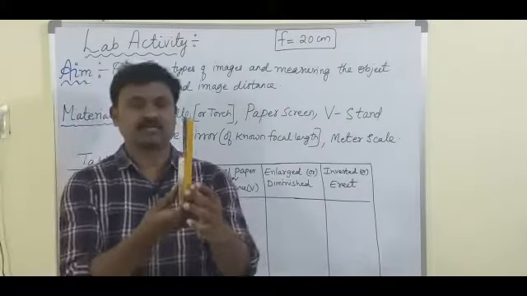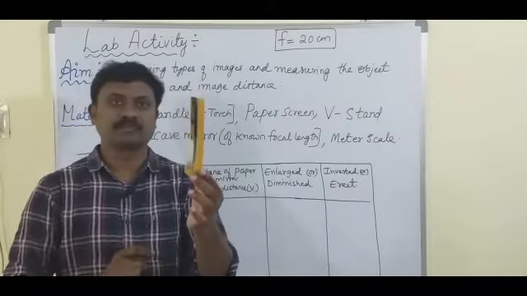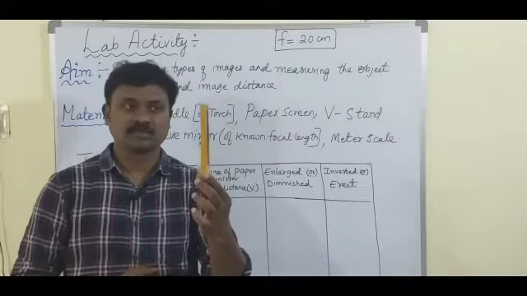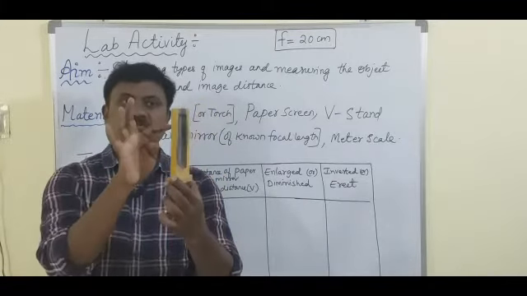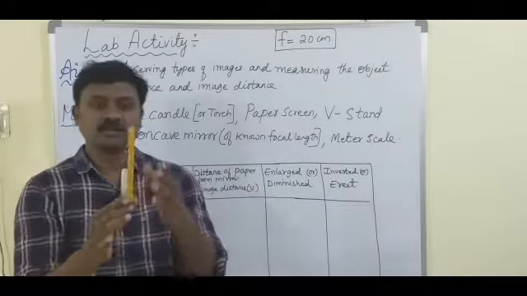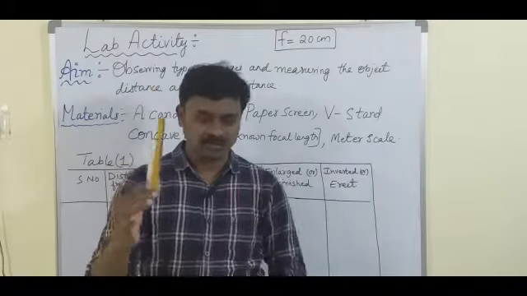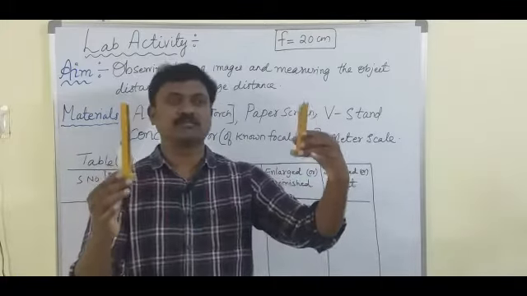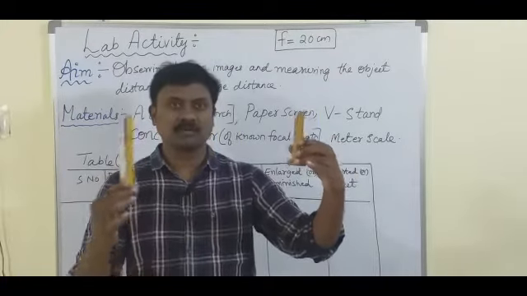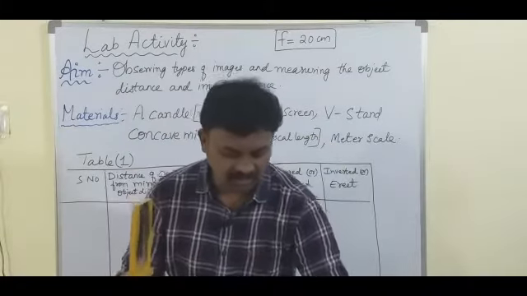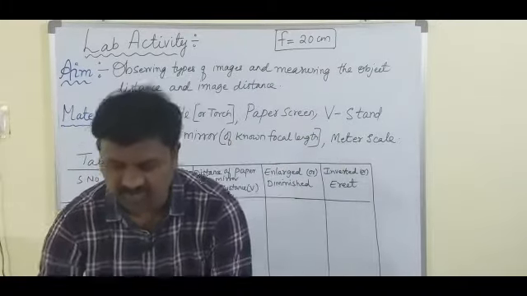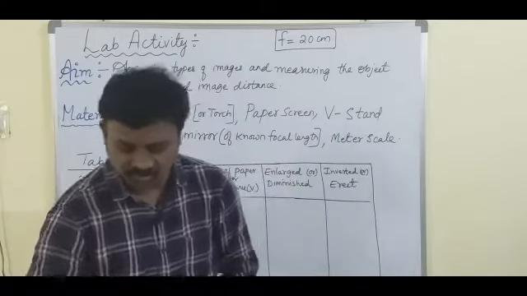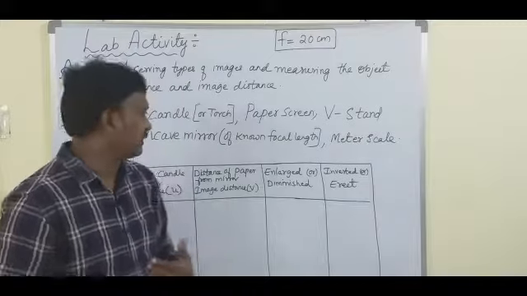Look at this apparatus. This is the candle, children, and this mesh acts like an object. Actually, this is called an object, and this is called a mirror, which we mount on the V-shaped stand, and we try to get the image on the screen. So these are the things you are going to use in this activity.